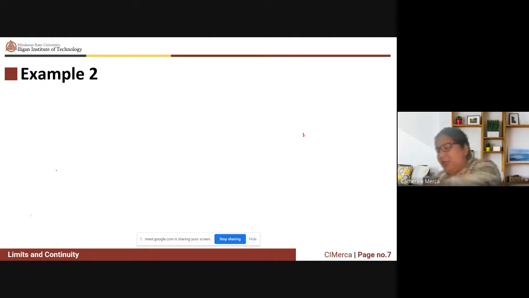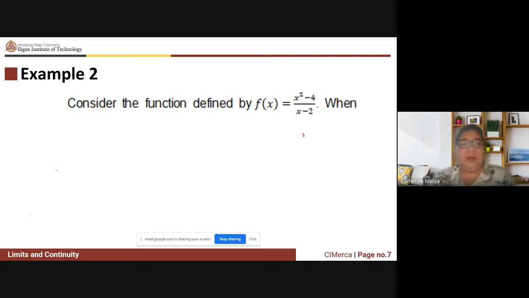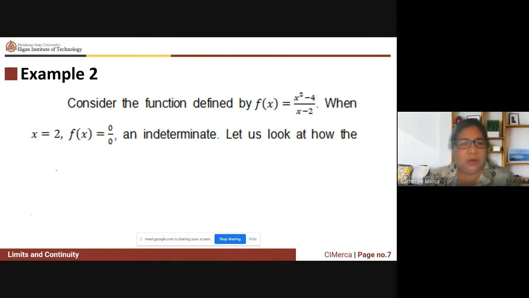Take the second example. You are to consider the function defined by f of x equals x squared minus 4 all over x minus 2 when x is equal to 2. What will happen when x is equal to 2? You have 2 squared minus 4 over 2 minus 2. You will come up with 0 over 0, which is indeterminate. So how are we going to solve for the limit of this?